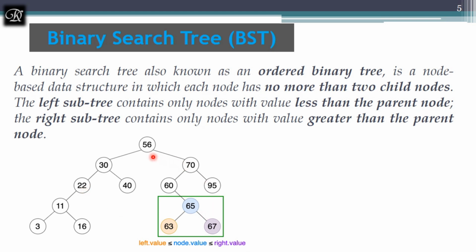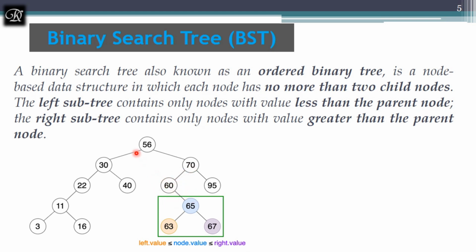Similarly, on the right part you can check all the nodes. The right subtree contains only nodes with a value greater than the parent node. See, all the nodes listed over here are greater than 56. And if I take 70, 70 is greater than 56, but 60 is smaller than 70. That's why it has become the left child of this.